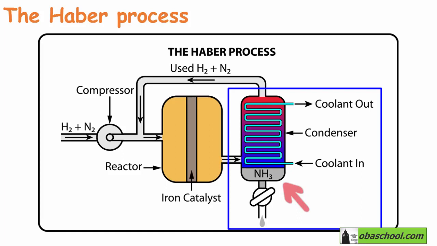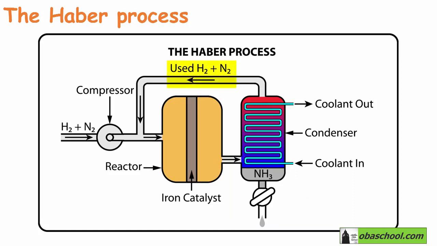Any unreacted nitrogen and hydrogen gases will be returned to the reaction vessel via the compressor. This is the Haber process, which should be carried out under carefully chosen conditions to give a reasonable yield of ammonia as quickly as possible. In the next section, we will describe the conditions.